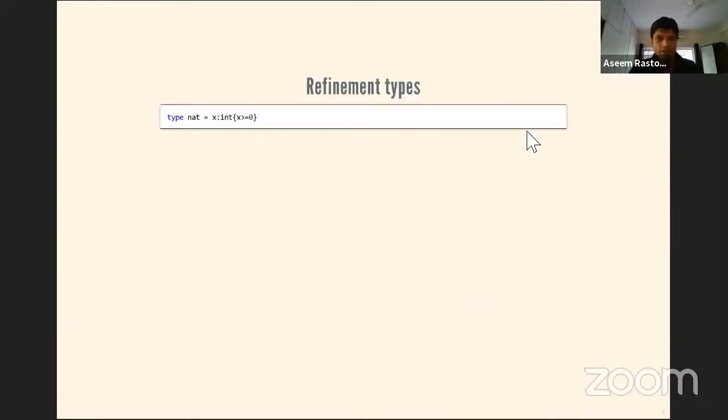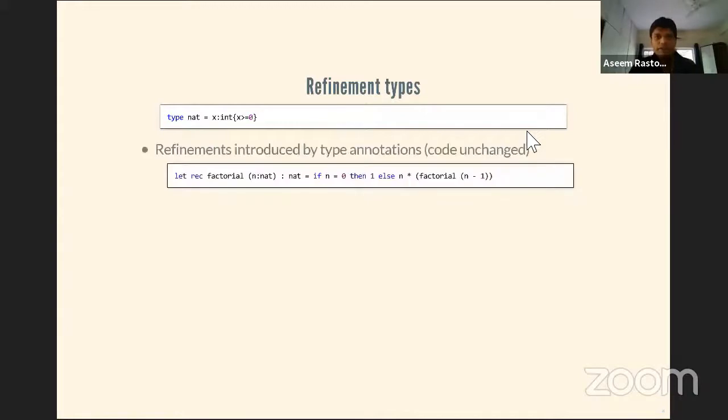So the type that we saw, getting more into how specifications are written, the type that you saw earlier is called a refinement type. A refinement type consists of a base type, which is integer shown in the example here, and it refines the base type with a logical formula. So here type nat for the natural numbers is written as a refinement type over integers, and the refinement says that the value that you're ascribing this type to should be greater than or equal to 0. Now the refinements can be introduced in the type annotations, and the code remains unchanged.